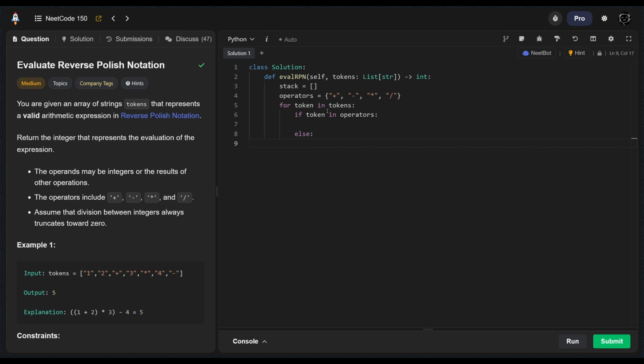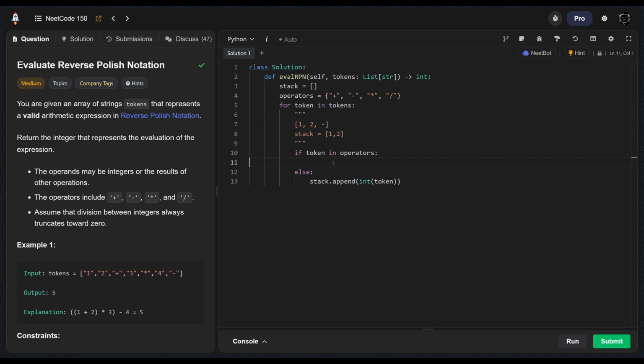Now if it's just a number, then all we do is stack.append the integer of token, right? Because remember, everything's going to be in string format. So once we encounter these numbers, we want to first cast it into an integer before adding it to the stack. And what about our operators? Let's say this is our input, just a simple 1 minus 2. So we're kind of at the stage in the iteration where we've encountered this minus and 1 and 2 have been appended to the stack.